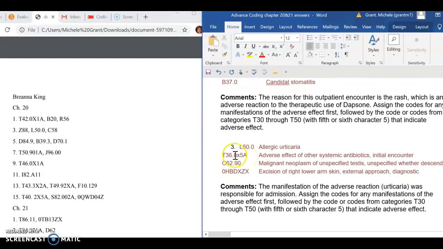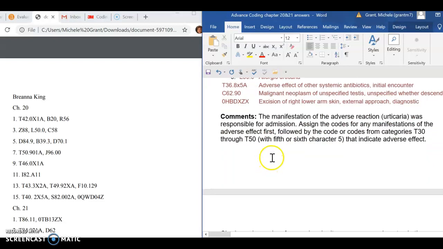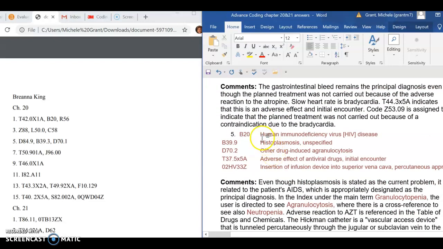Let's move on to number 3. L50.0, the allergic carrier should be first. You need that T code for the adverse effect of antibiotics. Remember, you look up antibiotics, you go to the table of drug and chemicals, and your malignant neoplasm should be of the testes. So also an excision code. So make sure you read through what I have here, compare. Let's go ahead and move on to number 5.